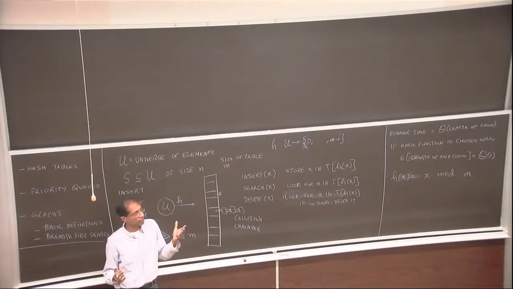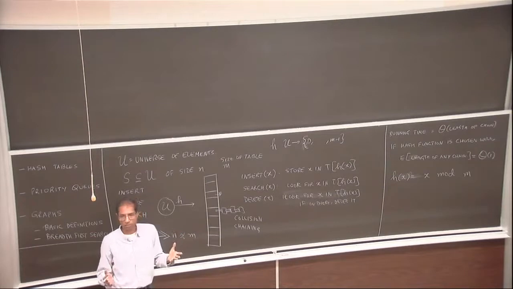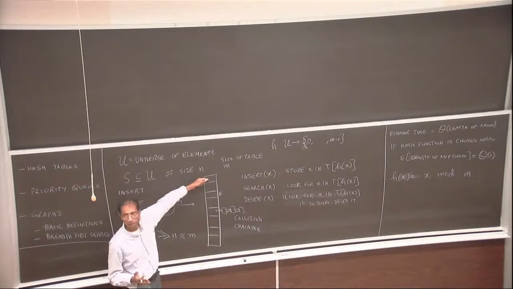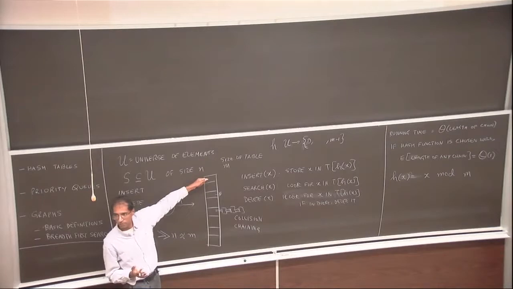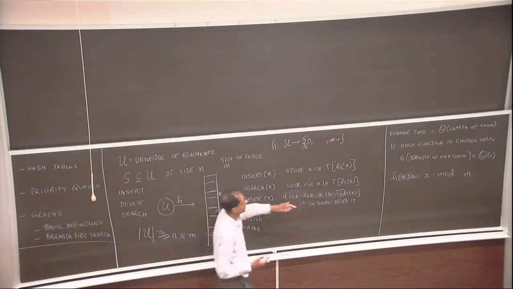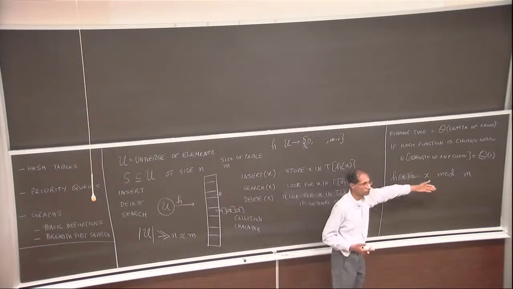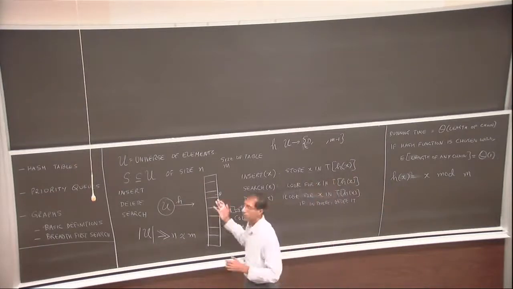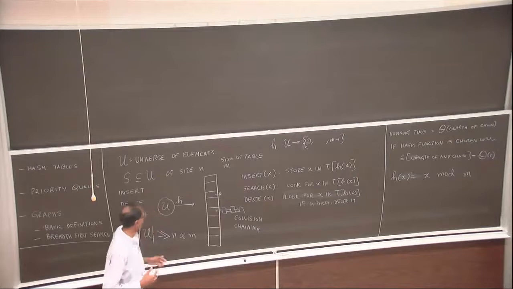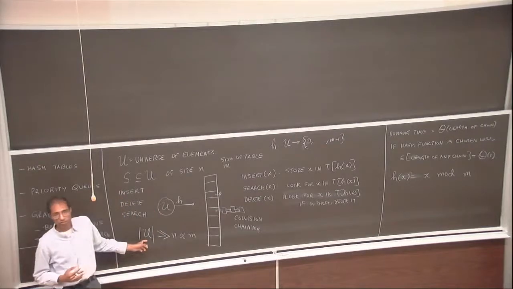If the numbers are all, for example, multiples of m. If every number is a multiple of m, then what will happen? Everybody collides at location 0. Right? Okay, if everything is a multiple of m, then h of x would be 0. And there are lots of multiples of m, right? Because remember, the universe itself is huge. So there are lots and lots of them.